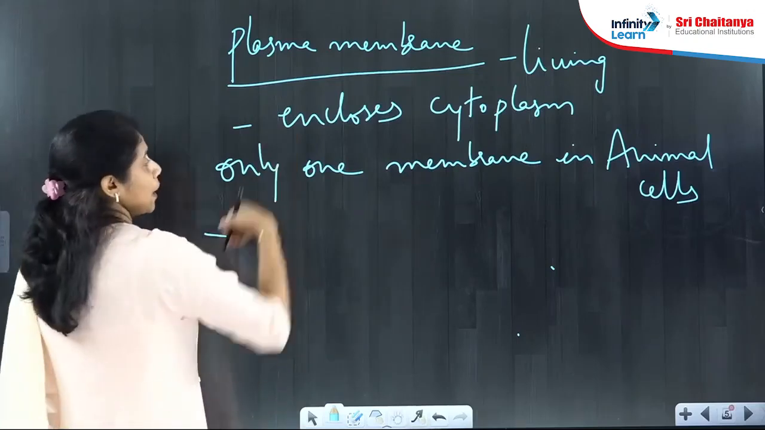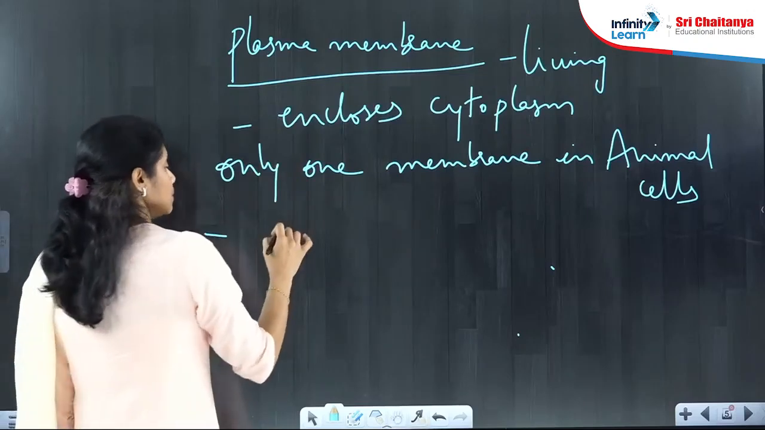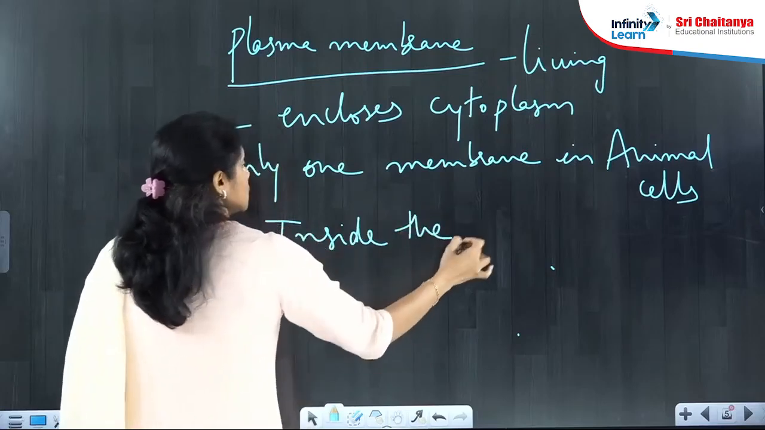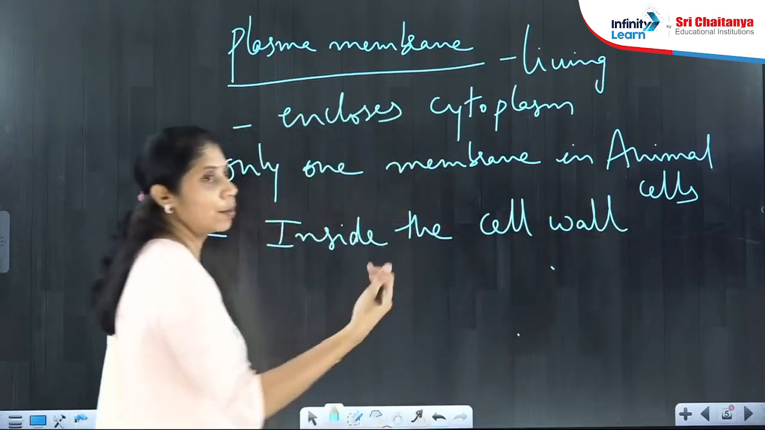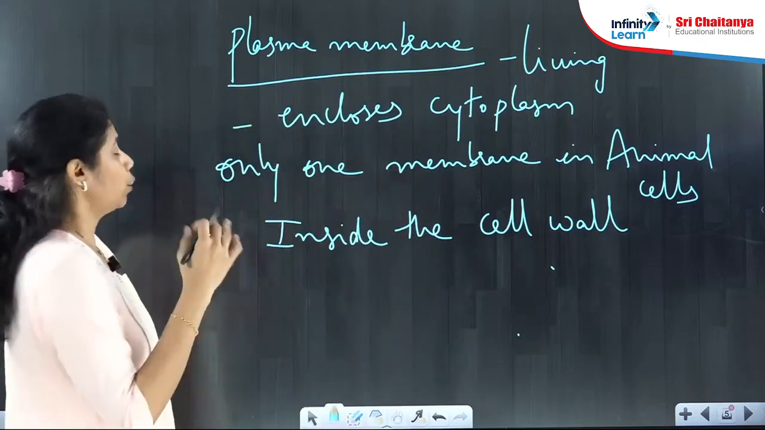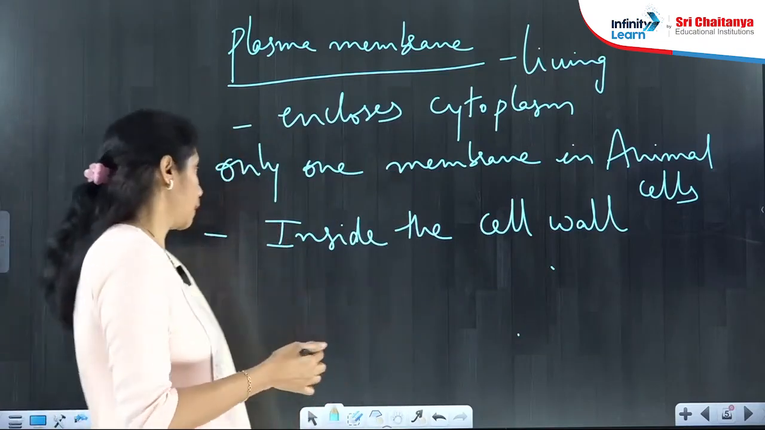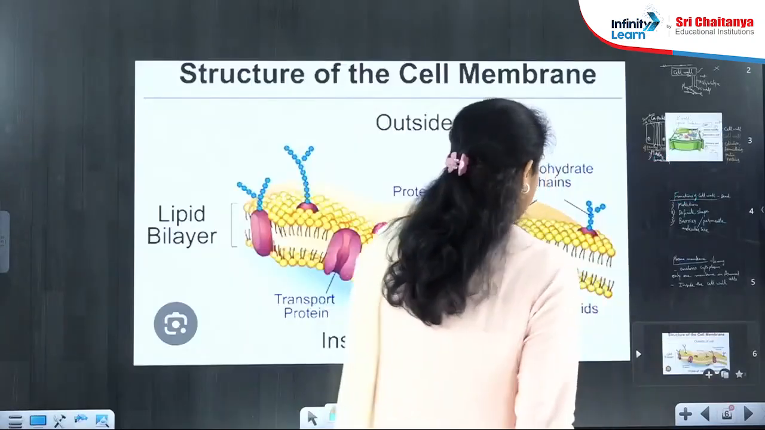So, now this plasma membrane, it is a living structure, and in cell wall containing organisms, it is formed on the inside of the cell wall. If they have a cell wall, then it is formed on the inside of the cell wall. If they don't have a cell wall, it is the outermost limiting membrane of the cell. Yes, very good. Now, let us see the plasma membrane structure.